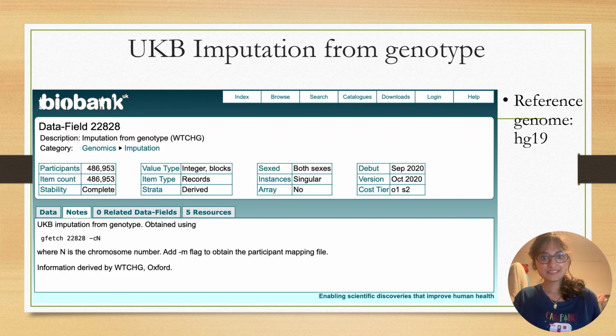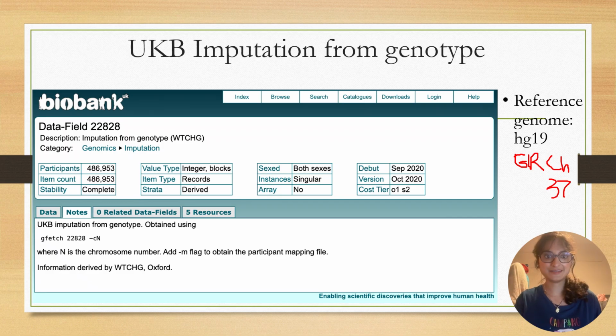So what we're going to see is that we are using the UK Biobank imputation from genotype information, and the data field is 22828. In general, we can look up any of these fields online for UK Biobank. This is what it is over here, and the reference genome that is used is HG19, also known as the really sucky GRCh37.